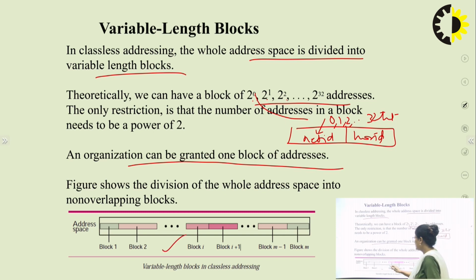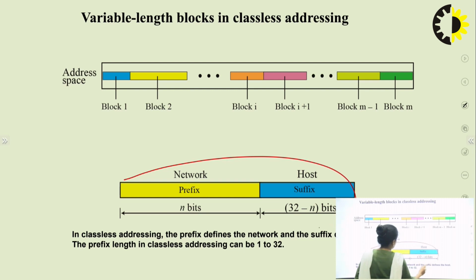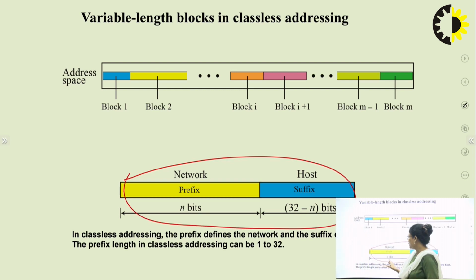So this is how it looks. We have this concept, the same thing as we have said in classful. The only thing is that we don't have a strict definition like for classful. In classful, for Class A, the value of n was 8 and the value of host ID was 24. Here it is nothing like that.